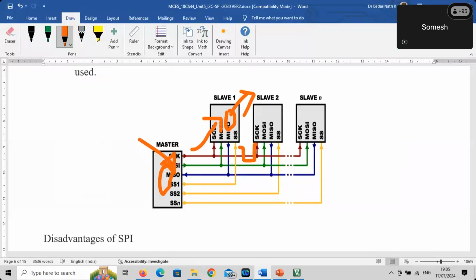The disadvantage is more lines, because if you have 2 slaves, you require 4 plus 1, so 5 lines are required. So this is all about the SPI protocol, its hardware, and how it works. It's just writing to the shift register, and the speed can go up to 10 megahertz.